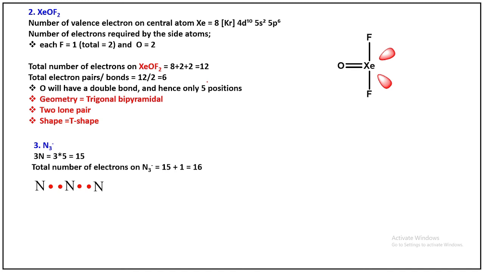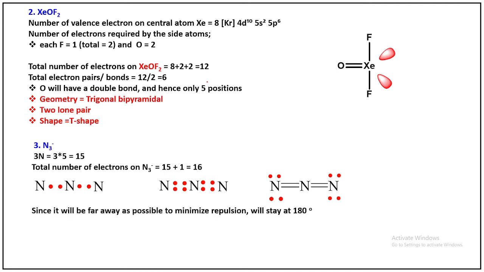Remaining 12 electrons are there. Let us draw double bonds between the nitrogens: N double bond N double bond N. Now the central nitrogen has its octet completed. The remaining 8 electrons can be distributed among the 2 terminal nitrogens so that the octet is completed. Hence we have the structure like this. These 2 nitrogens around the central nitrogen atom will try to stay as far apart as possible to minimize the repulsion and hence will stay at 180 degrees to each other, giving a linear shape.